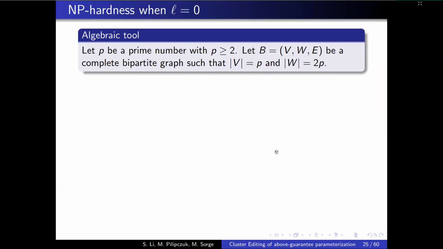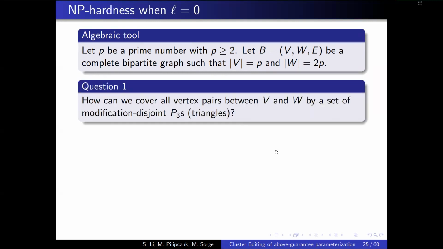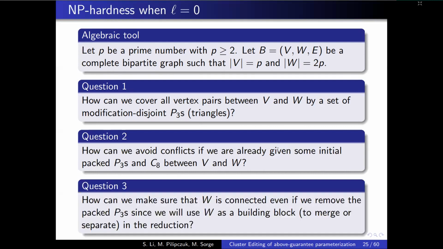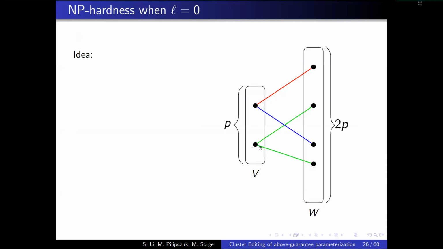Let P be a prime number and let B be a complete bipartite graph such that the size of V equals P, the size of W equals 2P. Question 1 is, how can we cover all vertex pairs between V and W by a set of modification-disjoint P₃s or triangles? Question 2 is, how can we avoid conflicts if we are already given some initial packed P₃s and C8 between V and W? Question 3 is that, how can we make sure that W is connected even if we remove the packed P₃s, since we will use W as the building block to merge or separate in the reduction?